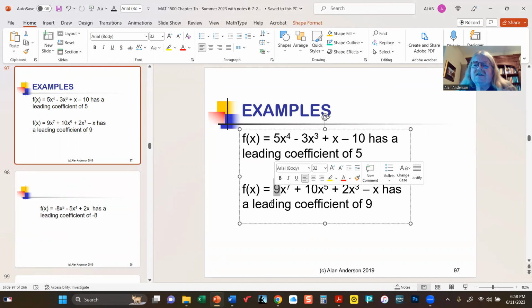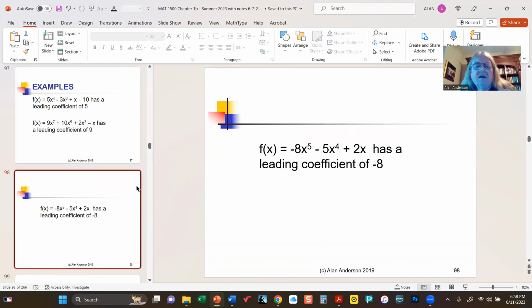And it just makes sense. It's like reading from left to right. I mean, it's just something that you get used to. The highest order comes first, and then you work your way down to the constants. This one, of course, then has a leading coefficient of -8.